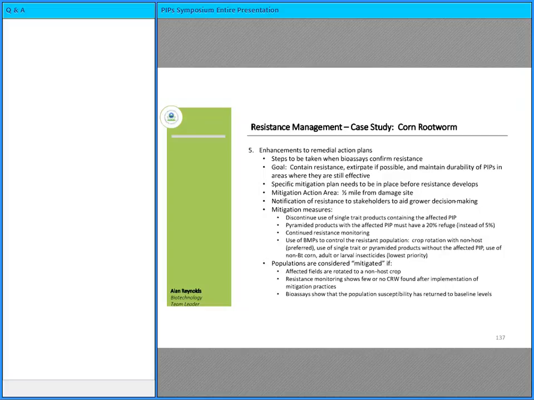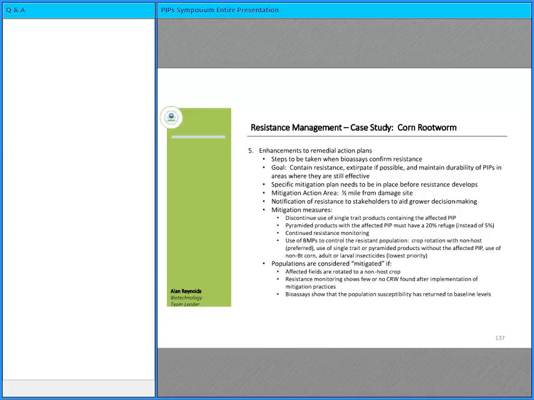So also in the mitigation action area, continued resistance monitoring, active scouting to assess whether the population is moving, whether it's contained or what. And then also using best management practices to try to control that population, preferably crop rotation, or also use of other BT crops that don't have the affected trait, going back to non-BT corn, or use of adult or larval insecticides, which have the lowest priority in our hierarchy there.